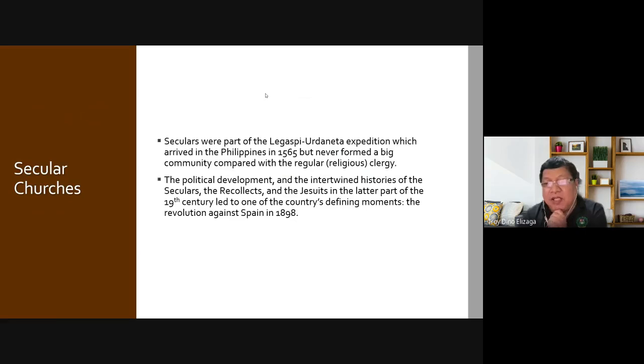If you're not familiar with how the Catholic Church is organized, you have, say, the Pope and then the cardinals, the bishops, and the priests, okay? They're not religious, so they are all secular. Then there are those who wanted to seclude themselves because they wanted to just focus on their mission, either prayer or teaching or something. Then they form their own community, so they are the religious. Okay, so these are not the religious.